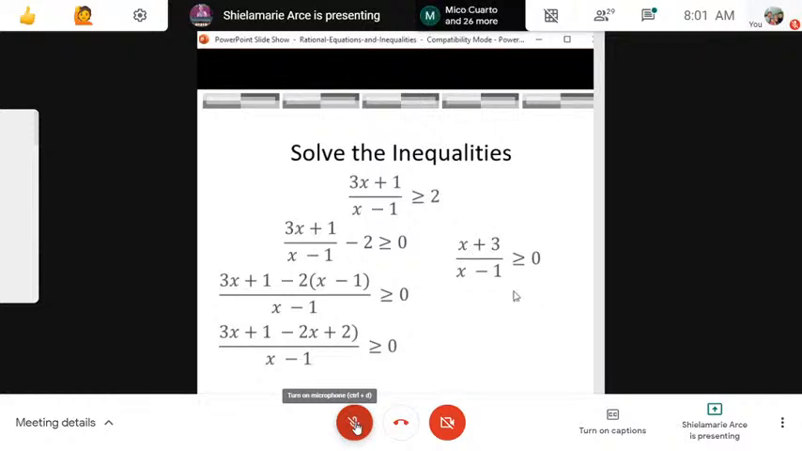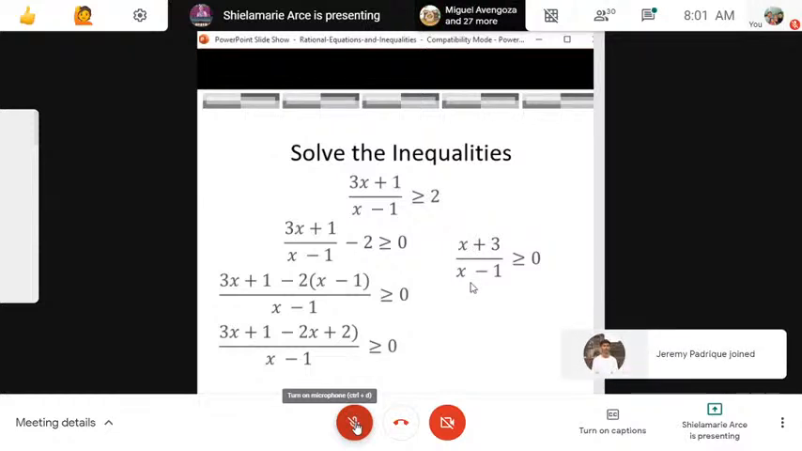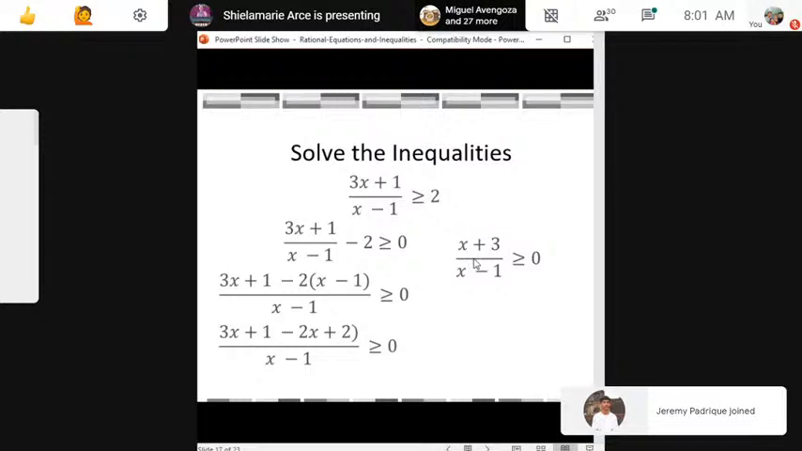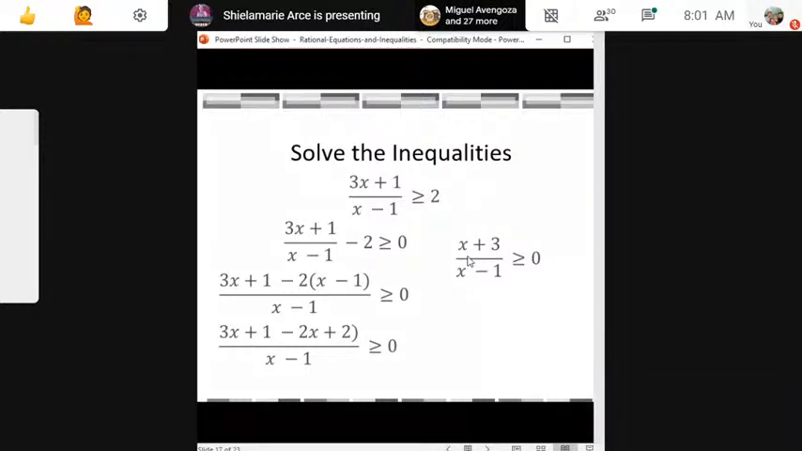So ano na yung kasunod na gagawin? Find the values of x in the numerator and in the denominator. So kita na kaagad natin. Jessa, what will be the value of x in the numerator?